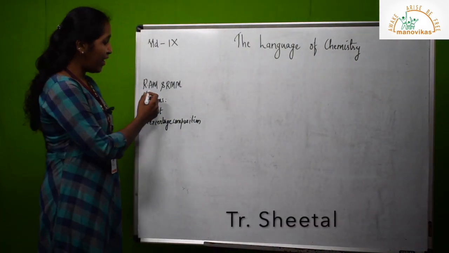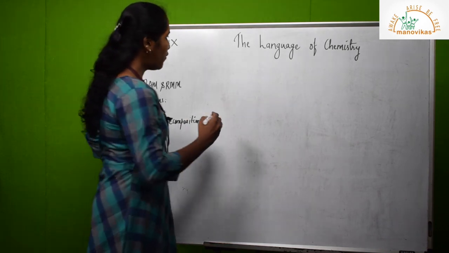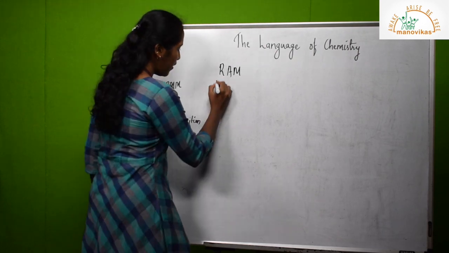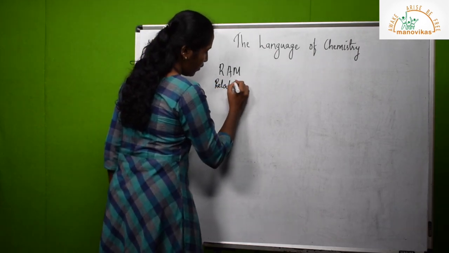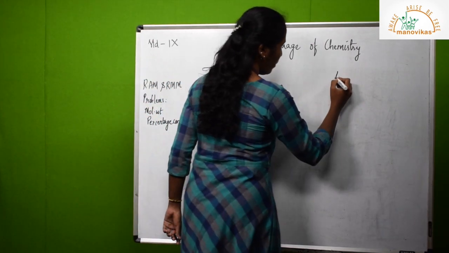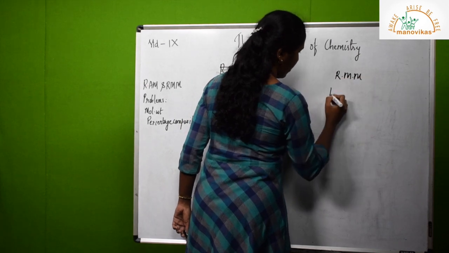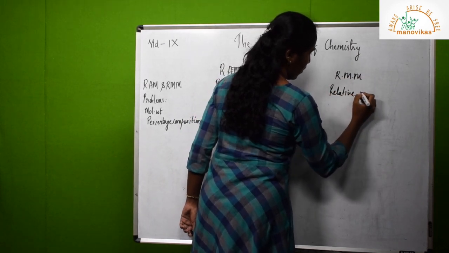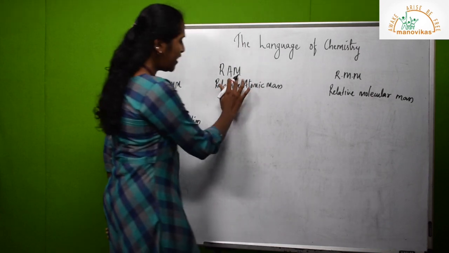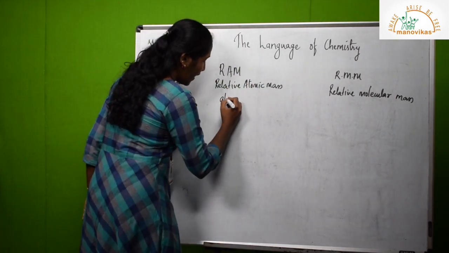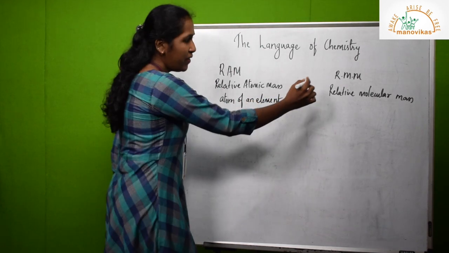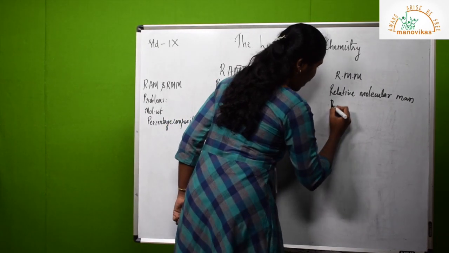We are going to start with RAM and RMM. First, please try and understand, RAM is relative atomic mass, and RMM is relative molecular mass. In relative atomic mass, it is an atom of an element. And in relative molecular mass, it is a molecule of a substance.